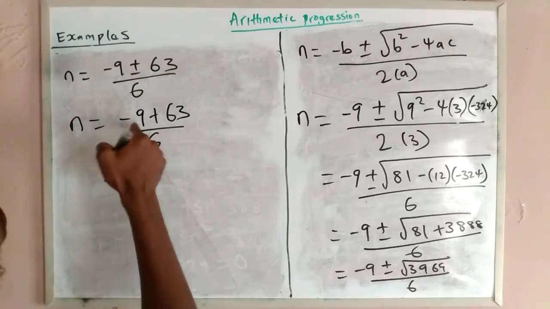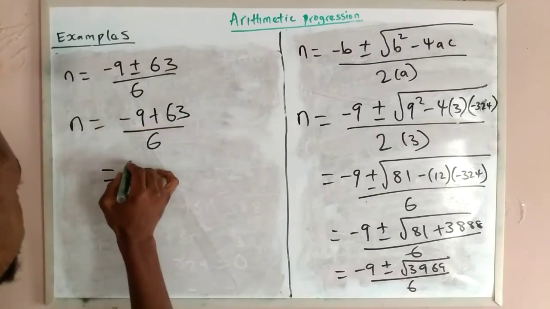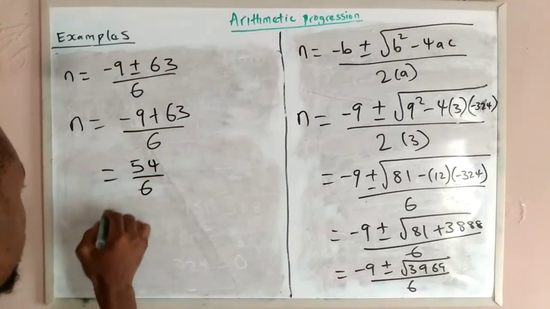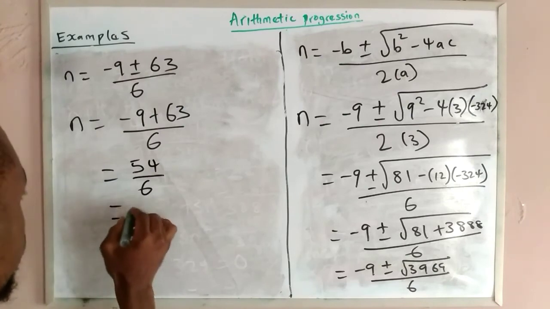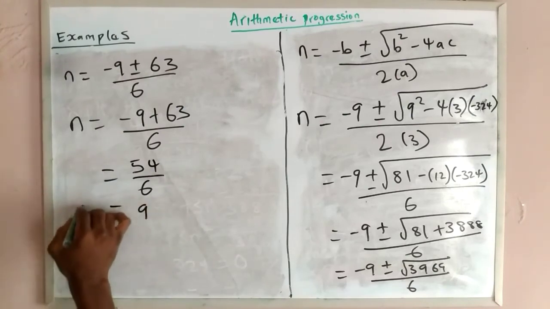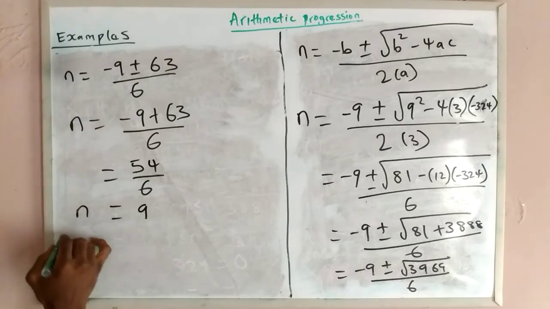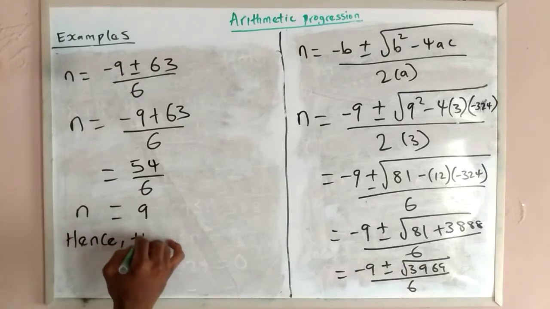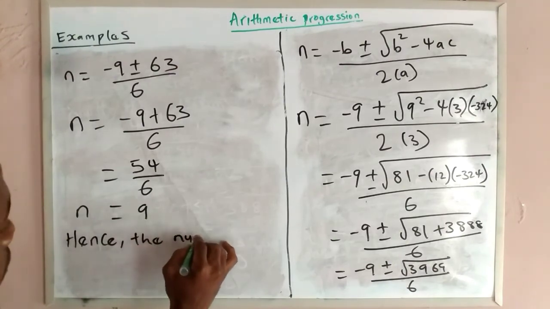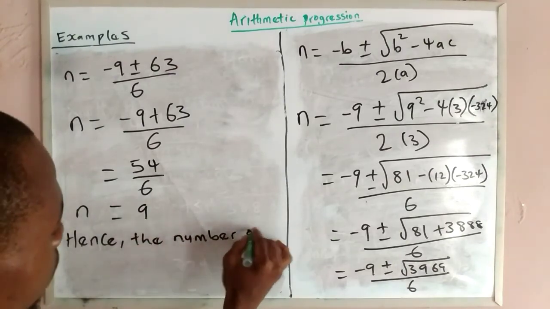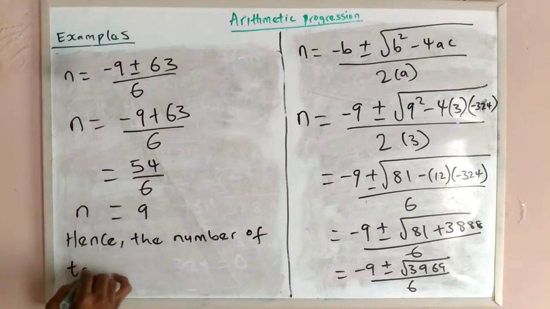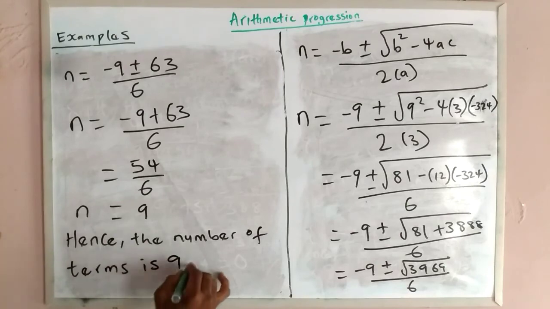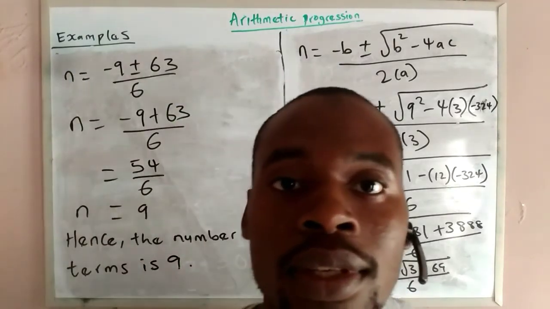And this will be equal to minus 9 plus 63, that will be 54 divided by 6. And that will be equal to 9. So that's our n. Hence, this means the number of terms is 9. That is, we have 9 terms in the sequence.